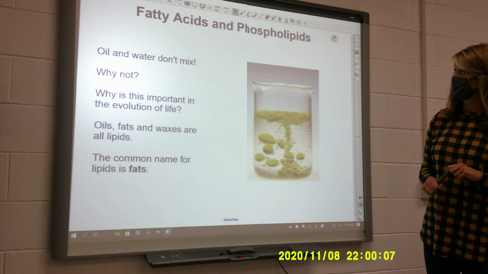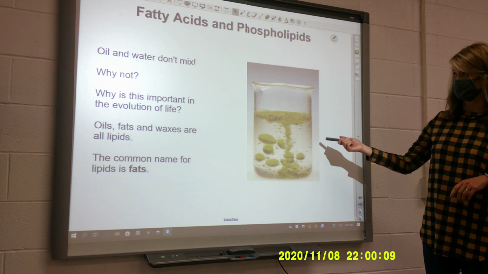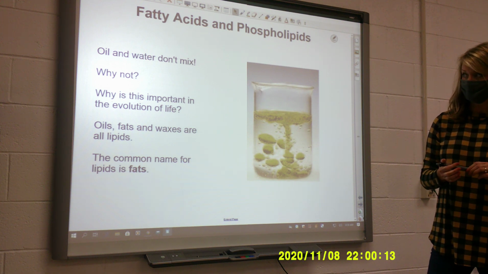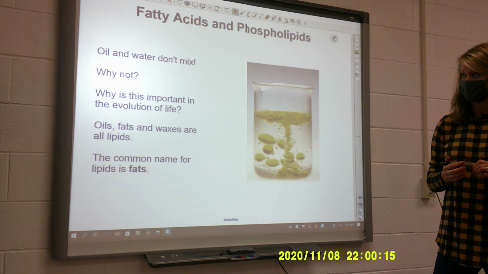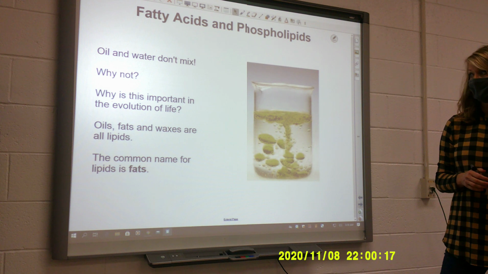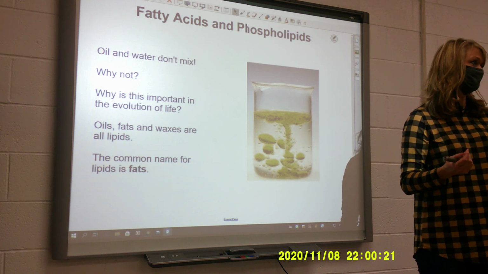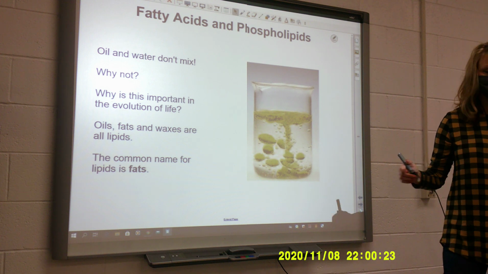Fatty acids and phospholipids. Oil and water don't mix. Why not? Why is this important to the evolution of life? Oils, fats, and waxes are all lipids. The common name for lipids is fat. So a generic name for it is just that they're all fats. Oils, lipids, okay.